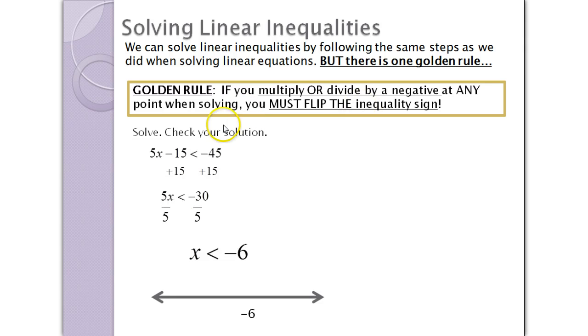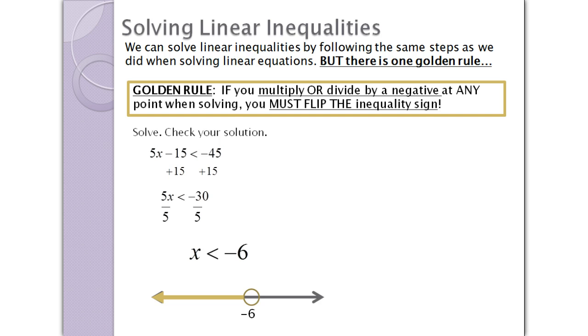If you look at the inequality sign, it's less than. So because it does not have an equal sign on it, we're going to have an open circle. X is less than negative 6. So any number that is smaller than negative 6 is our solution. So we're shading to the left.